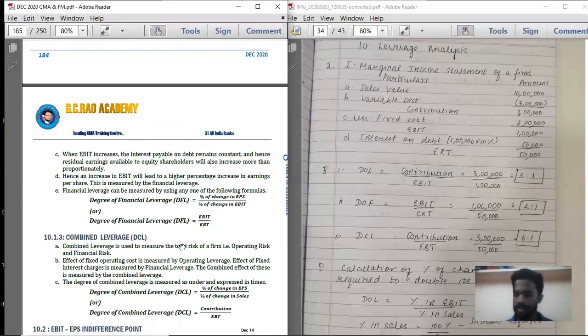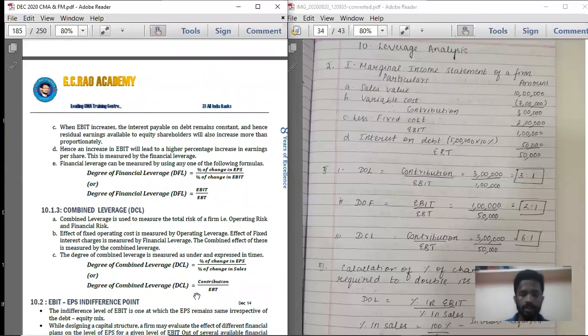Degree of combined leverage is equal to degree of operating leverage into degree of financial leverage. For degree of operating leverage, what is the formula? Contribution divided by EBIT, into EBIT divided by EBT. So EBIT will get cancelled. What will you get? Contribution divided by EBT. That's all. That is, contribution divided by EBT is the degree of combined leverage.